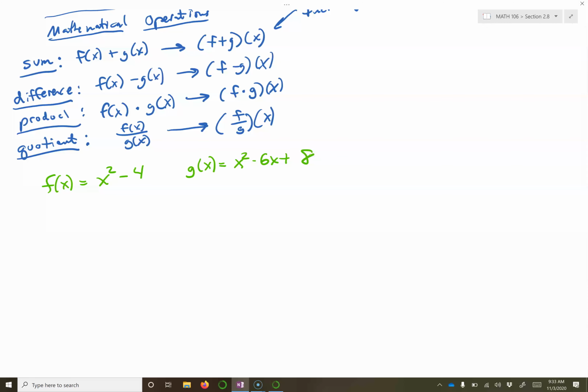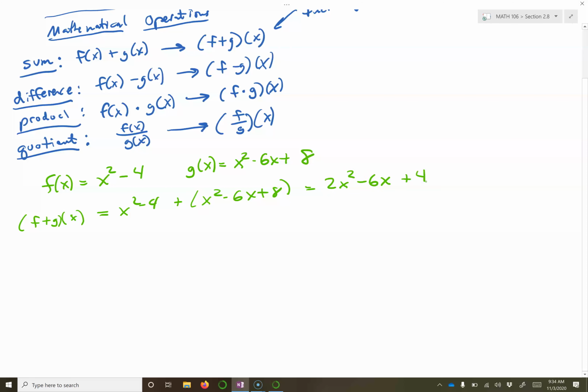And here's what we're going to do. We're going to compute a sum, difference, product, and then a quotient, and then simplify once we're all done, and also plug in values. So let's first find f plus g of x. That just means we're going to add these together. So we have x squared minus 4 plus the quantity x squared minus 6x plus 8, but that plus quantity doesn't change anything in there. So now we just simplify. And we would get 2x squared minus 6x, and then negative 4 plus 8 is plus 4.